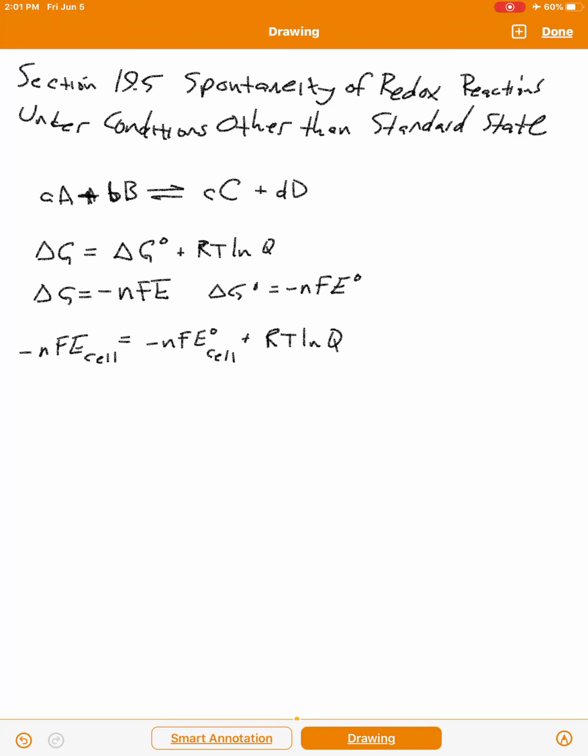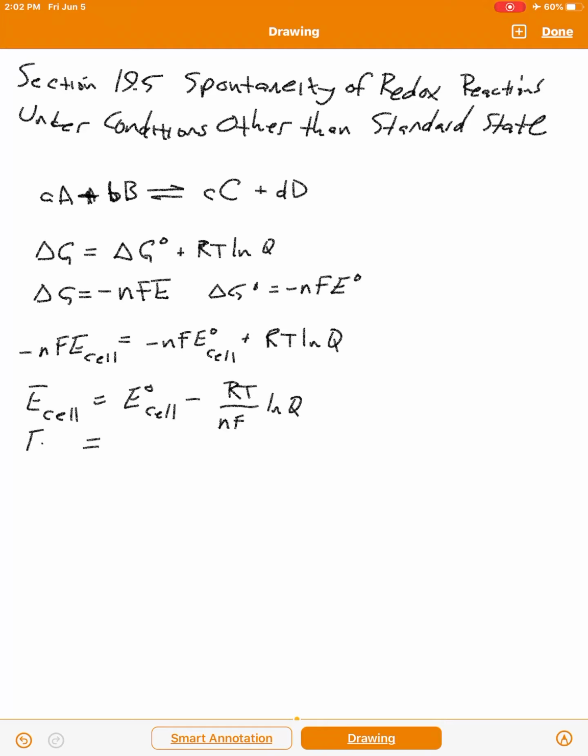So what if we divide everything by minus nF? We'll get E cell equals E standard cell minus RT over nF ln Q, right? We've actually looked at that in the previous section, this RT over nF ln Q, and what we found was that we could take R times T at 298 Kelvin, divide that by F, and then change the base from natural log, or base e, to base 10, which would be log.